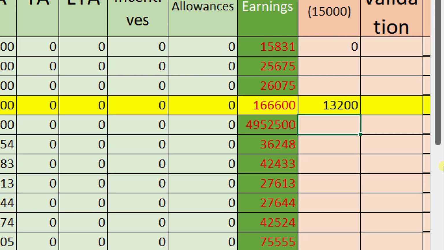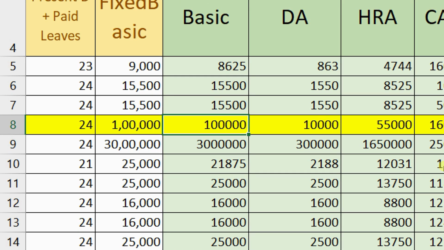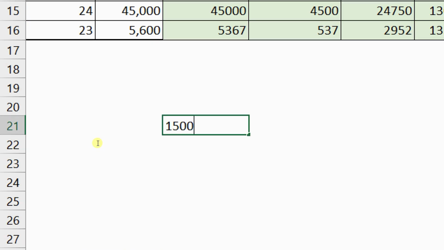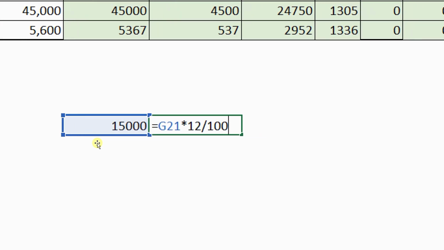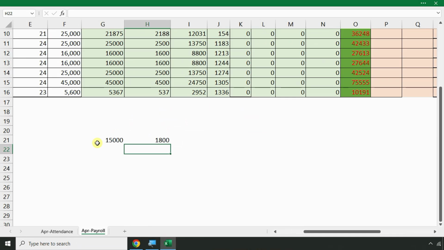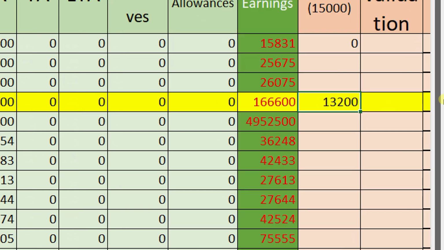So companies will now offer him, okay sir, your salary is more than 15,000, your salary is 1 lakh, but you contribute on the ceiling limit of 15,000. Even though your salary is more, we will deduct PF only on the ceiling amount of 15,000. Which means on 15,000, the flat amount will be only 1800 rupees. So the employee contributes 1800, the employer also contributes another 1800. Why would the employer contribute 13,000? They don't want to lose, right?